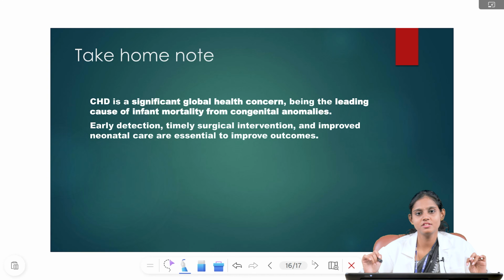I would conclude this topic with a take-home message: congenital heart disease is a significant global health concern, being a leading cause of infant mortality from congenital anomalies. Early detection, timely surgical intervention and improved neonatal care are essential to improve the outcomes in the mortality rate. Thank you.